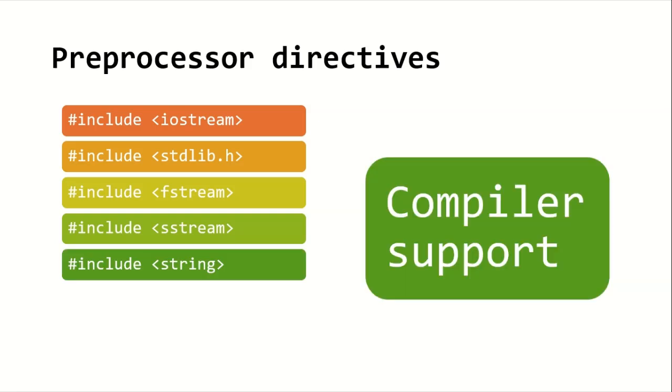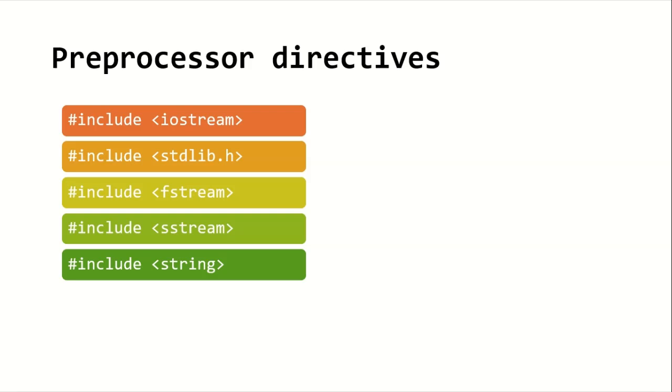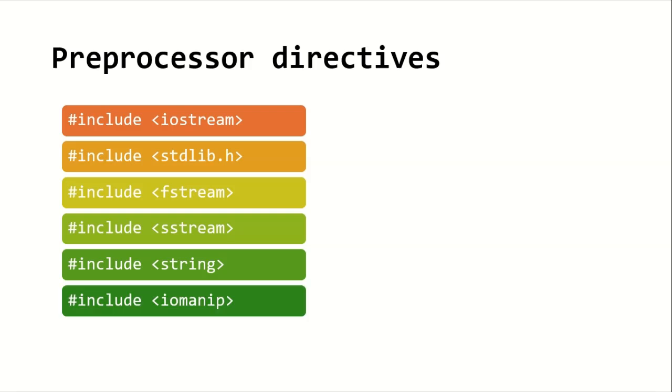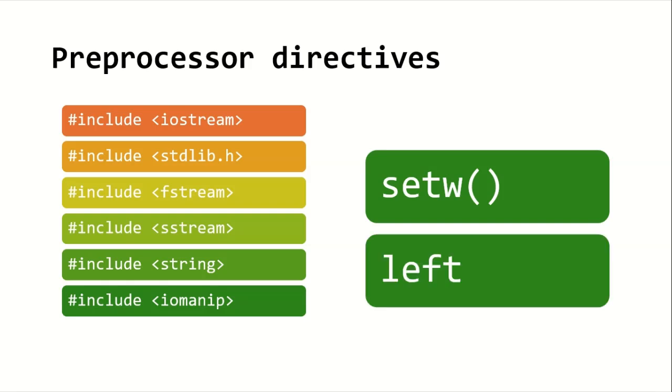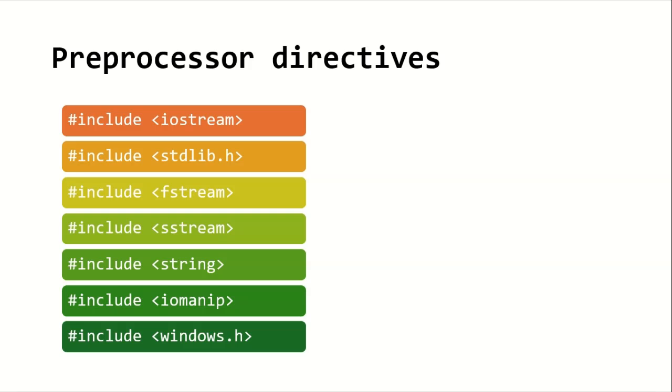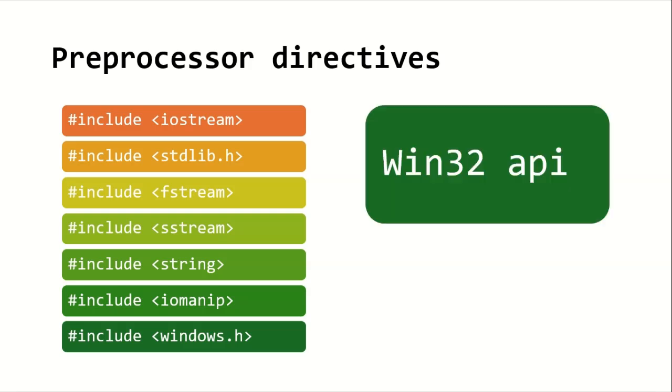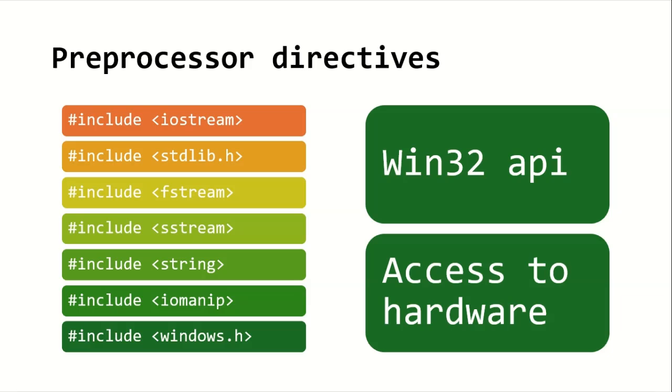We have string in case the compiler does not support the string initially. We have iomanip for input output manipulation, setw for the column width if you are displaying the whole CSV, and left for left align. We are using Windows.h. This is important. This is used for the Win32 API. This is the main library used for the COM port authentication. This library is handling all the authentication process with the ESP32. It will let us access the hardware of our laptop.